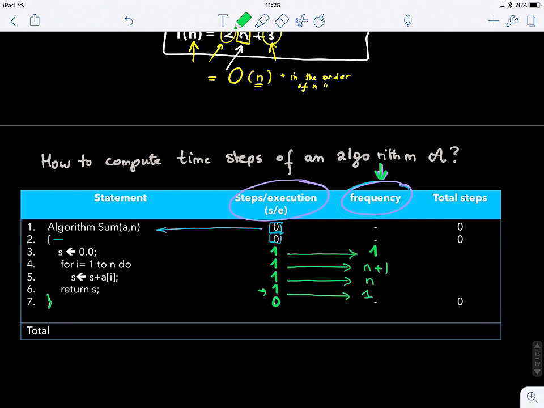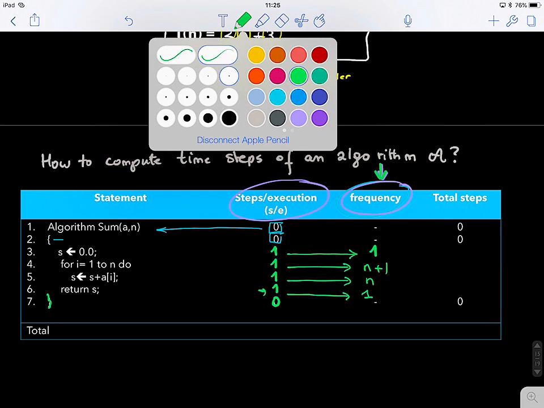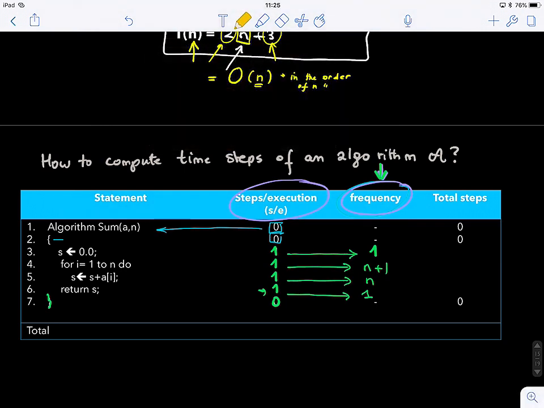Now we will multiply. We count the total number of steps: we take whether the step is executed or not, times the frequency, and we get the total number of steps. By just multiplying these, we're going to see why this is nice and important when it comes to complex algorithms. This is a very simple algorithm. So it's quite simple: 1, n plus 1, n, 1, and then we have 2 n's plus 3, and this is the total time.